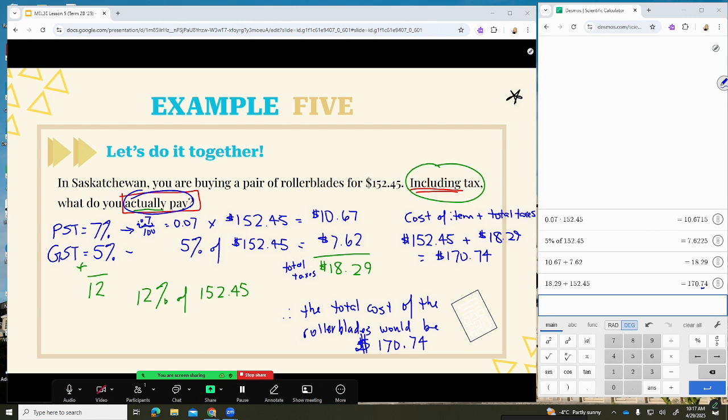And then always, good practice, go back and check. In Saskatchewan, you are buying a pair of rollerblades for $152.45, including tax. What do you actually pay? You actually pay $170.74 with all the taxes. Yes, yes, yes. Wonderful. So we would get full marks for showing all of our work, calculating each tax, and adding it all together.